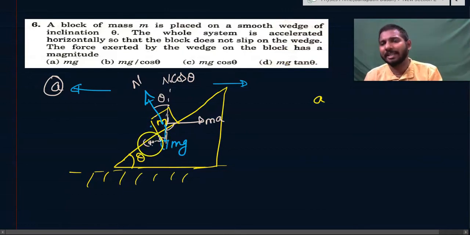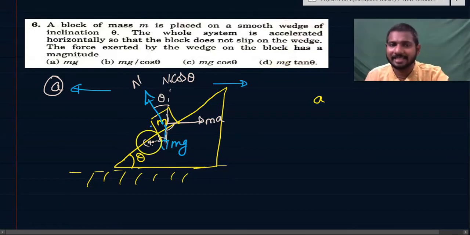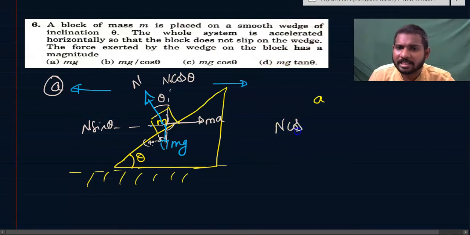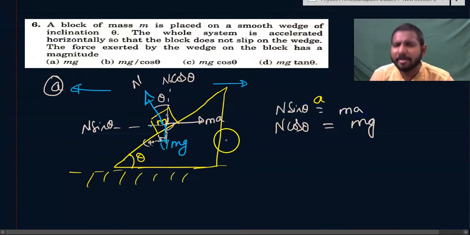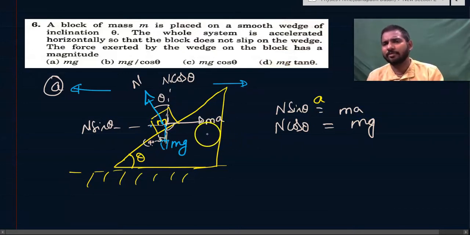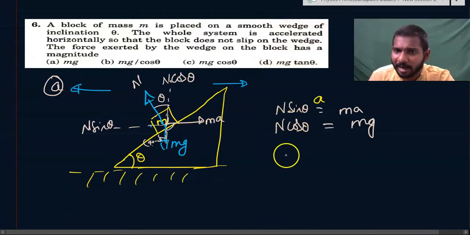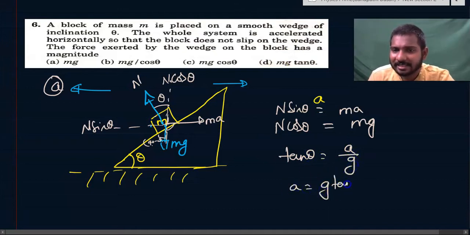And you can resolve along the plane also. To make it simple, I am resolving along the normal xy axes in this diagram. What will be the diagram here? This will be N sin theta, that will be N cos theta. This is a very standard question. N cos theta is equal to mg, N sin theta is equal to ma. Why? Because to make the block at rest with respect to the wedge, the net horizontal force should be ma and the net vertical force zero. If we divide this, I'll get tan theta is equal to a by g. So that acceleration is g tan theta.